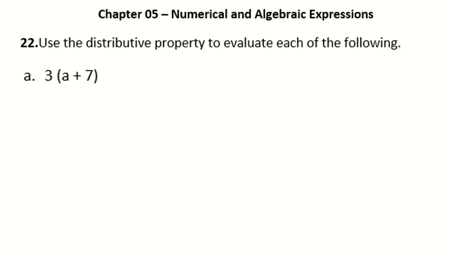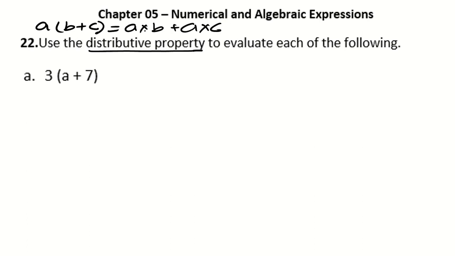Now use the distributive property. And if you remember, I told you for this, A times B plus C is equal to A times B plus A times C. So here it will become 3 times A plus 3 times 7. So what answer will you get here?